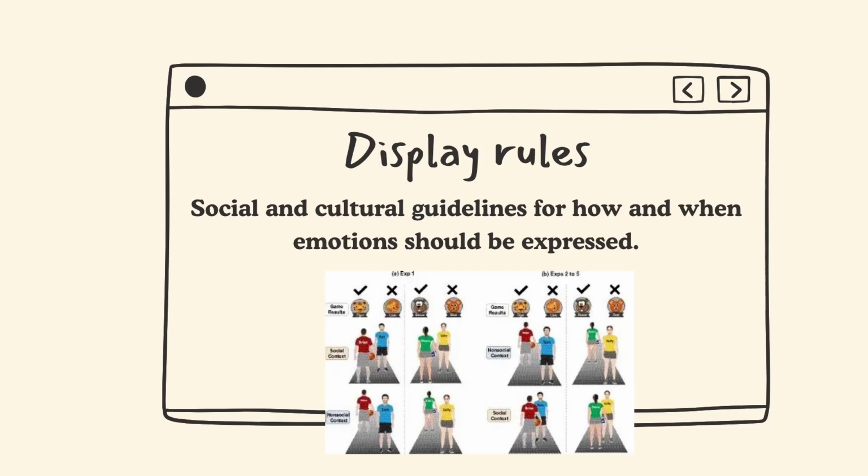The last one we're going to talk about today is the display rules. This is social and cultural guidelines for how and when emotion should be expressed. For example, you're at someone's funeral. Our social and cultural guidelines 100% tell us we cannot laugh at someone's funeral, right? Or we cannot cry really, really sadly like somebody is going to die at someone's wedding. Or you say how much you hate cats in front of a cat parent, something like that. Yeah, so the display rules just make sure that we have the correct emotion expression at the right time.